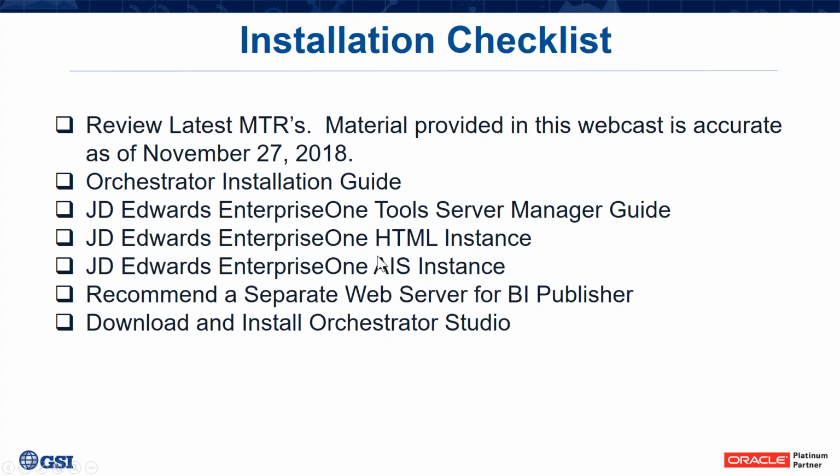You need a JD Edwards EnterpriseOne HTML instance. You already got my advice on that in the best practice picture. Same thing with an AIS instance. I recommend a separate web server for BI Publisher, and that would be the Orchestrator server. You then need to download and install the Orchestrator Studio. The guides that I'm going to show you at the end, I'll have links to the guides, and the guides will lead you towards the versions of the software that you need.